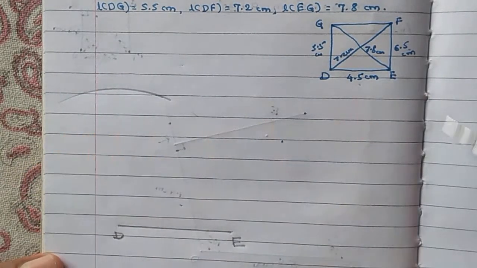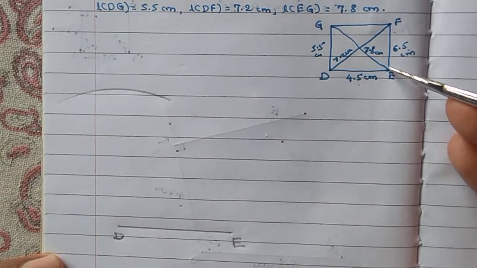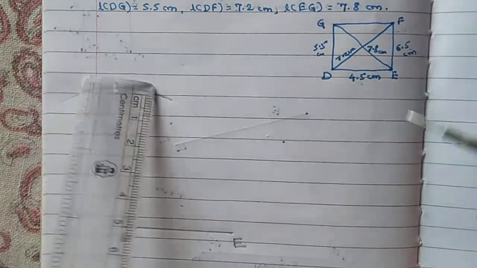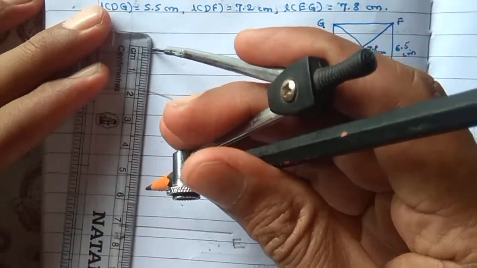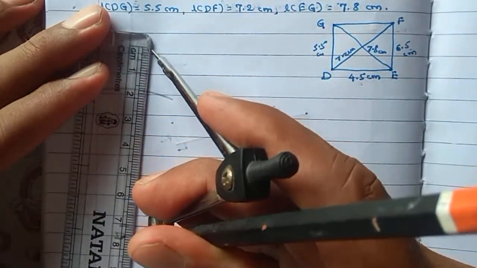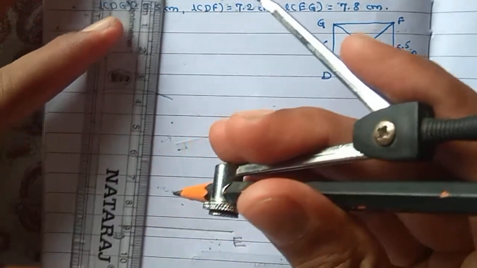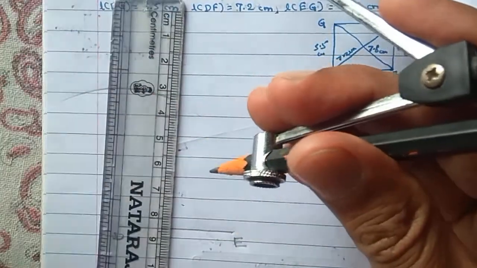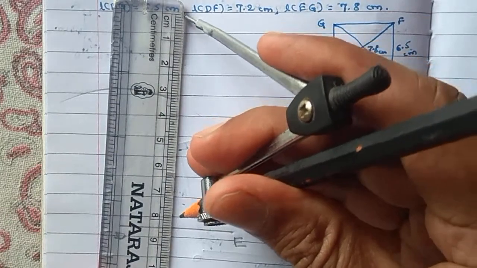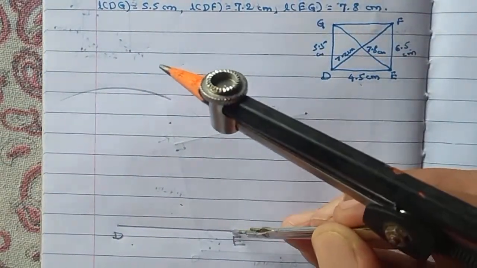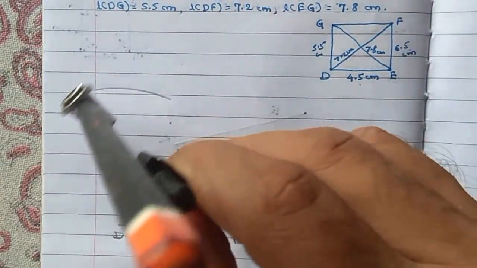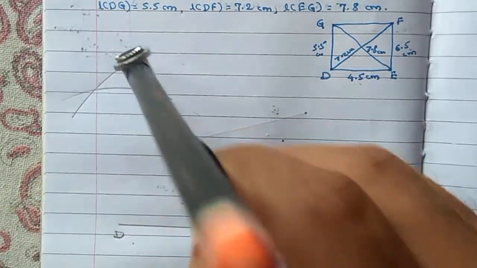Now from point E, we need 7.8 centimeter distance in compass. So 7.8 centimeter distance, take it in the compass. This way it is. Okay. 7.8. So from 0, 7.8 centimeter distance is taken. Okay. And the same distance from the point E, take the arc of 7.8 centimeter distance.